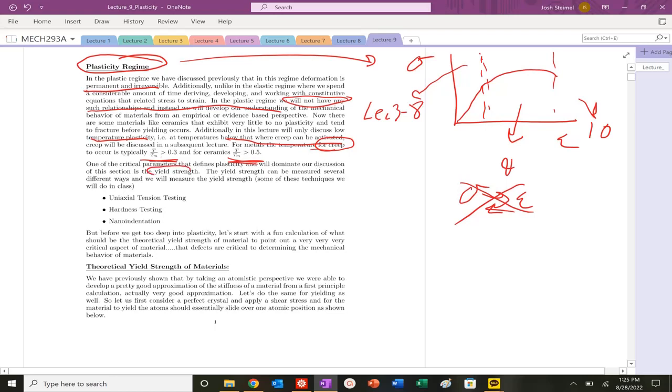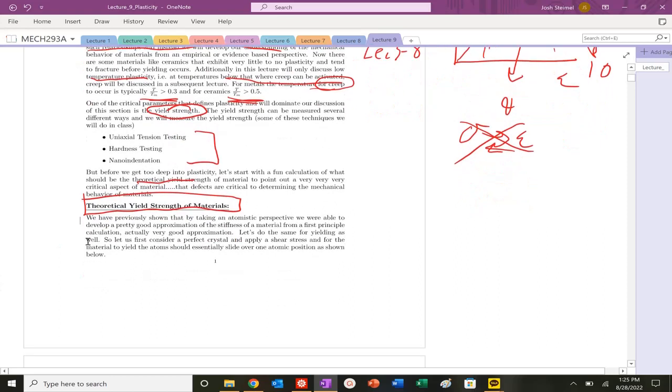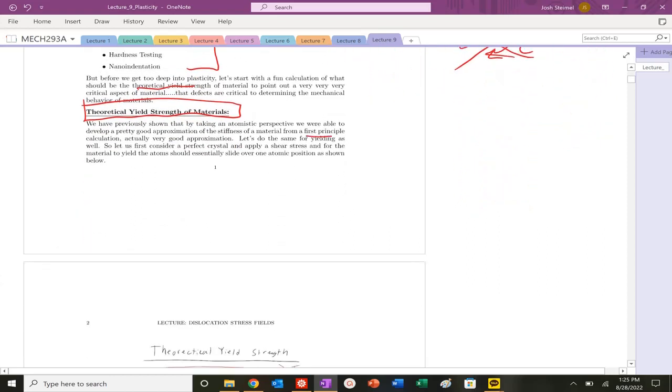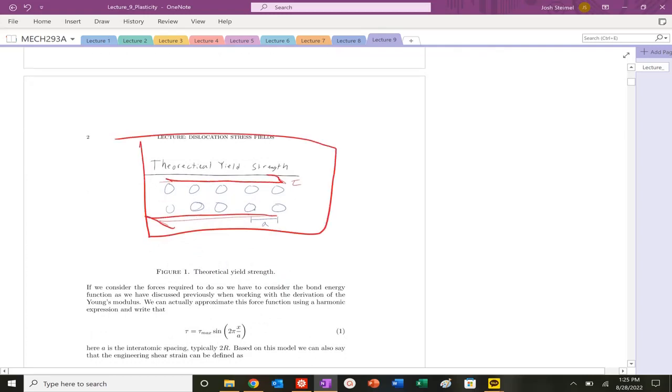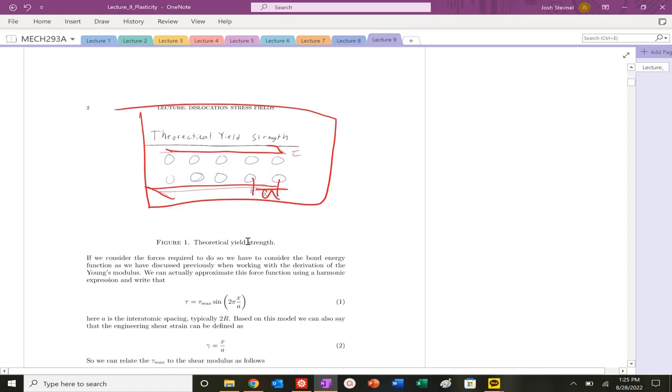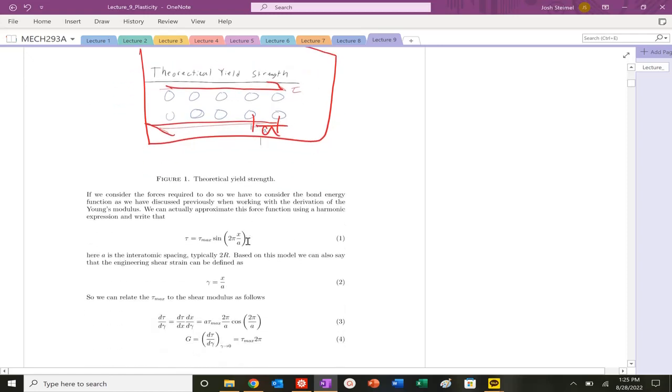You can measure plasticity, and specifically yield strength is going to be one of the critical criteria that we're talking about. You can measure it in several different ways, but before we get too deep into this, let's take a step back and think about, theoretically, what should be the yield strength of materials. We could actually derive this with a relatively simple first principle equation, looking at a perfect crystal. If I were to yield something, I would shear this lattice, and the planes should basically slide one atomic length, that distance a, past one another.